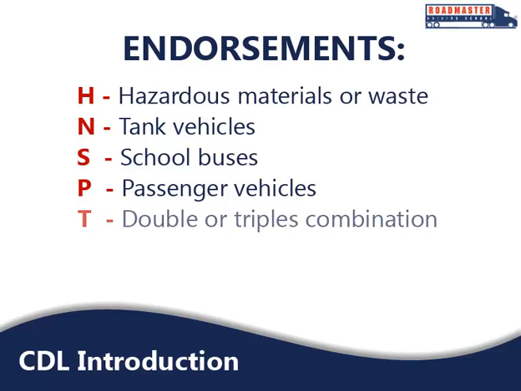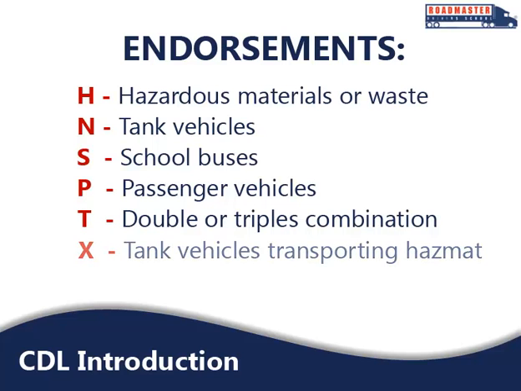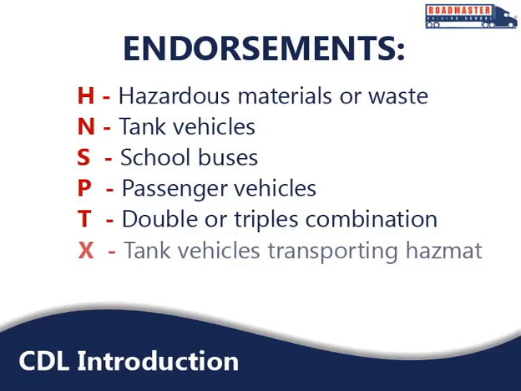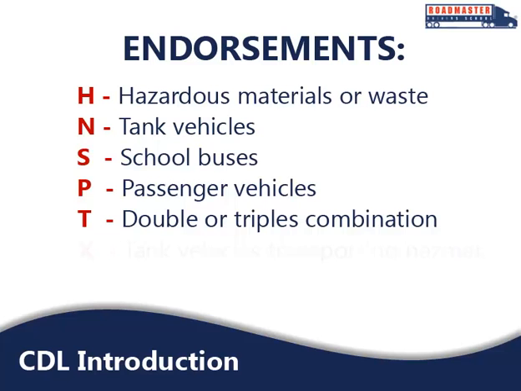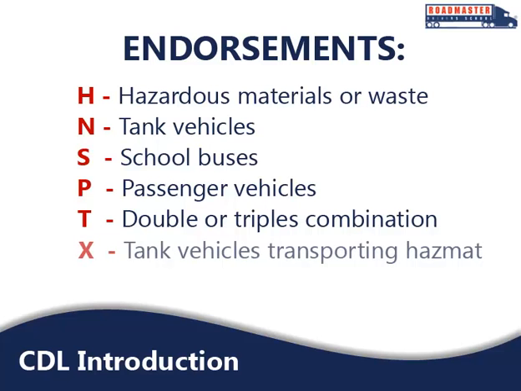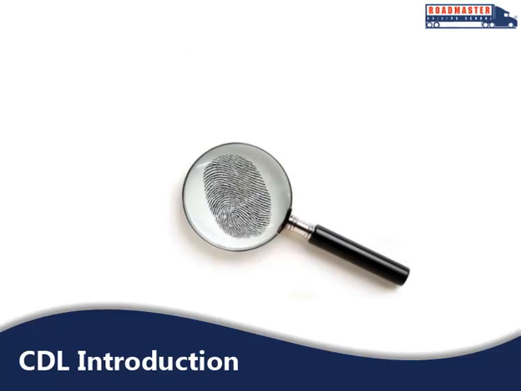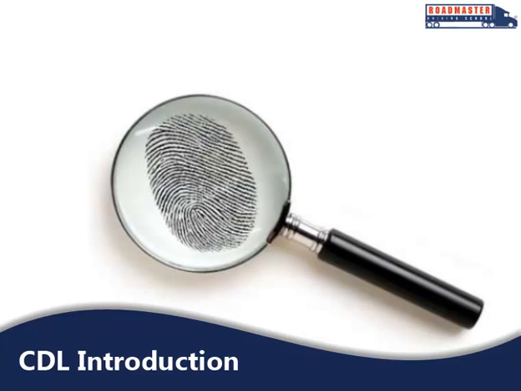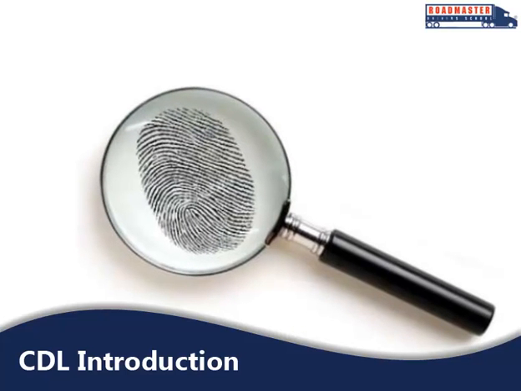If you plan to drive a double or triples combination vehicle, you will need a T endorsement. Finally, an X endorsement is for tank vehicles transporting hazardous materials or wastes. To obtain any of these endorsements, you must pass the additional knowledge test. If you want to receive a hazmat endorsement, you will be required to submit your fingerprints and be subject to a background check that may take as long as 180 days to get back.